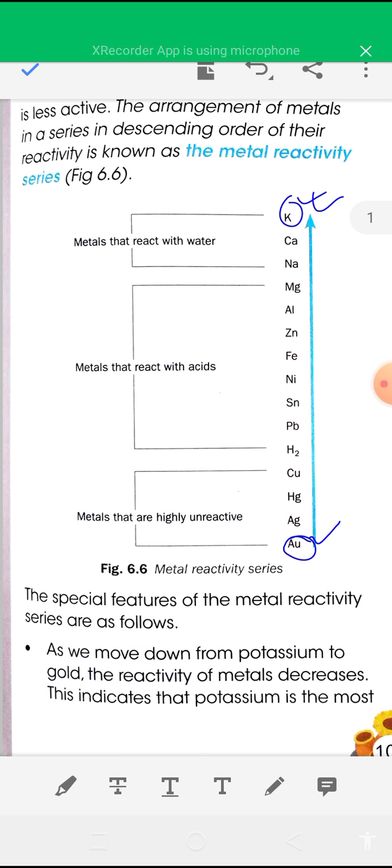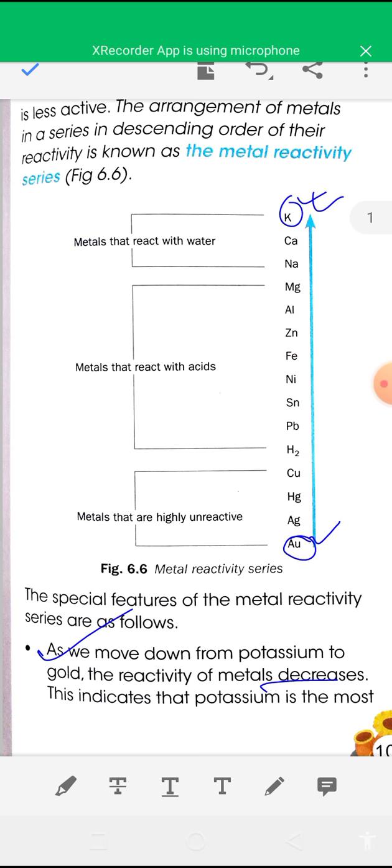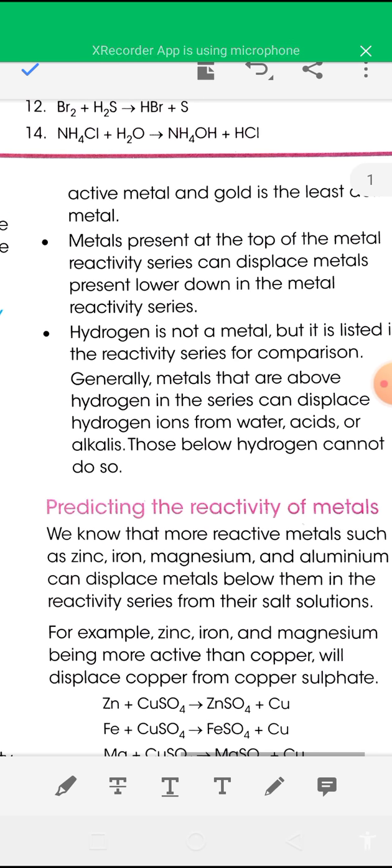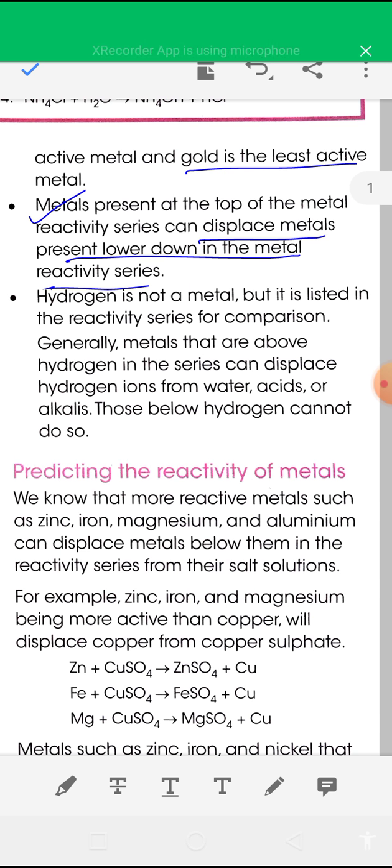Okay, now see the special features of the metal reactivity series. As we move down from potassium to gold, the reactivity of metal decreases. This indicates potassium is the most reactive and gold is the least reactive metal. Remember that. Second, the metals present at the top of the metal reactivity series can displace metals present lower down in the series. That is, a more reactive metal can displace a less reactive metal.